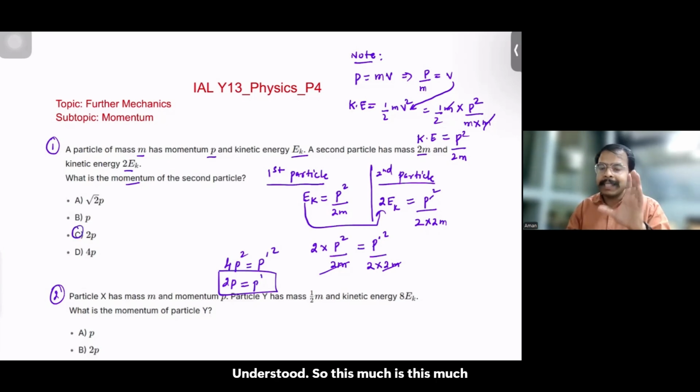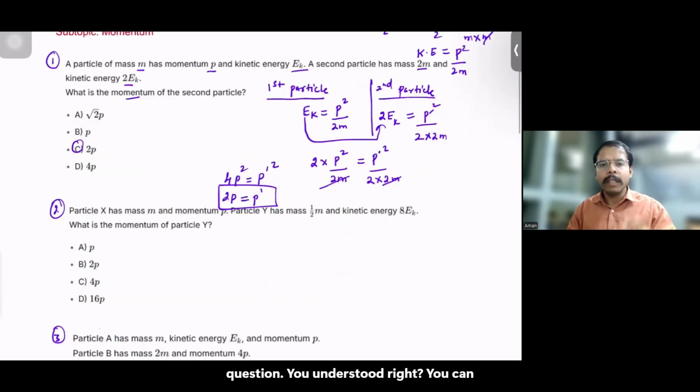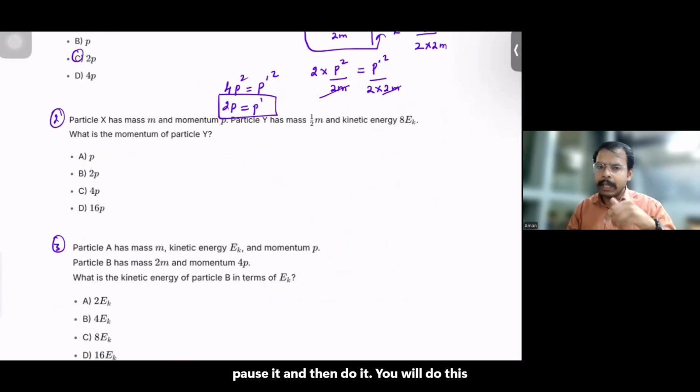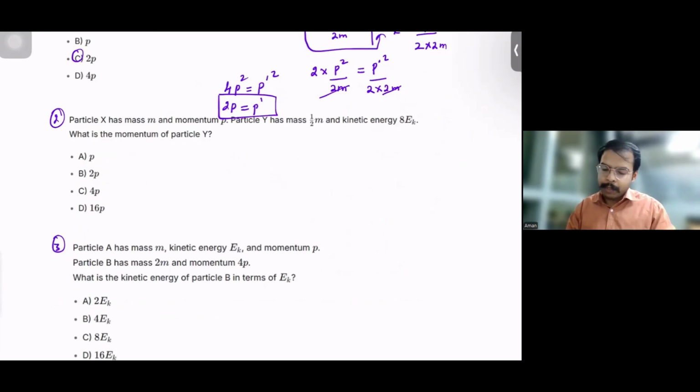Understood? This is how easy it is. Just substitute and get the answer. Let us move on to the next question. You understood, right? You can pause it and then do the second question. I'll guide you now. Again, see, particle X has mass m and momentum p.